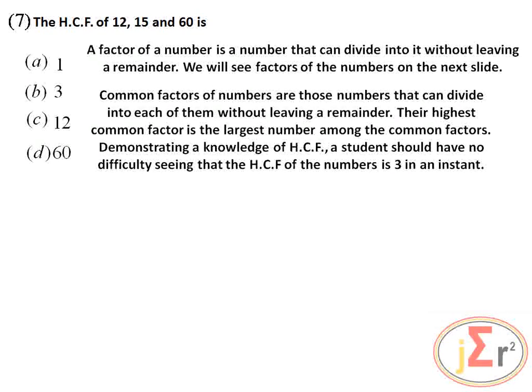Common factors of numbers are those numbers that can divide into all of them, or we may say into each of them, without leaving a remainder. Their highest common factor is the largest number among the common factors. So factors are numbers that can divide into other numbers without leaving a remainder. Common factors of numbers are those numbers that can divide into each of them without leaving a remainder. Therefore, their highest common factor will be that number, the largest one, among the common factors.